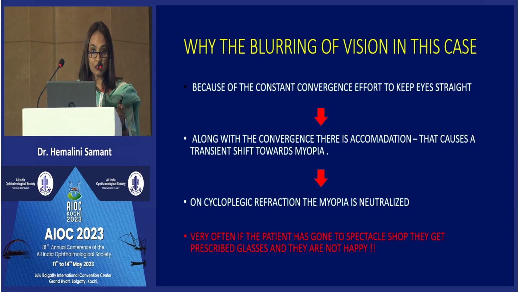Why does a patient complain of blurring of vision? There is a constant convergence effort to keep the eye straight because the eye has a tendency to go out. Now remember, along with the convergence, there is always some accommodation. When you have accommodation, there's a slight shift towards myopia. But when you do a cycloplegic refraction, the myopia is neutralized, and most of the times these patients don't require glasses. But many a times, intermittent divergent squint patients directly go to the spectacle shop where an undilated AR shows a myopic refractive error. They are prescribed glasses, but they are not happy, and the headache continues.